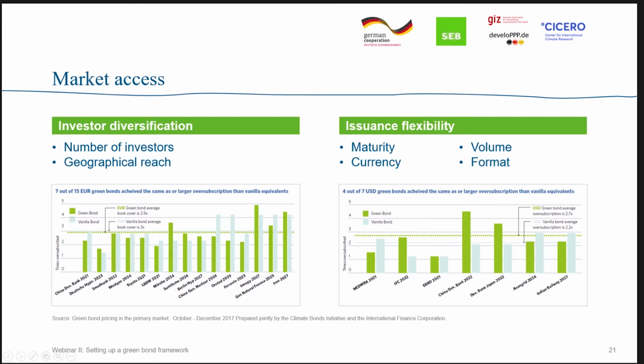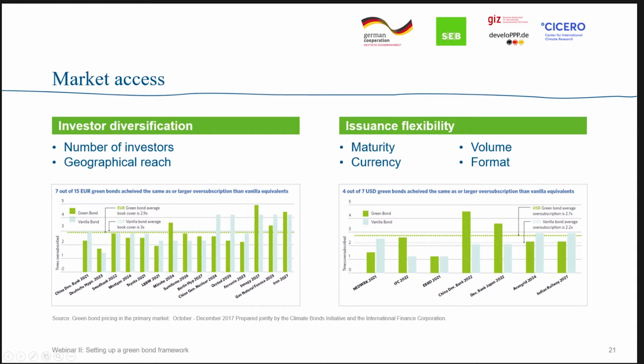Investor diversification often entails having a large number of investors in the order book and can include attracting interest from new investors. It's also not uncommon that orders are larger than usual and investor interest from new geographies shows up. One attempt to study the difference in market access for green and regular bonds, respectively, is found in the report Green Bond Pricing in the Primary Market, prepared jointly by the Climate Bonds Initiative and International Finance Corporation, the private sector arm of the World Bank Group.